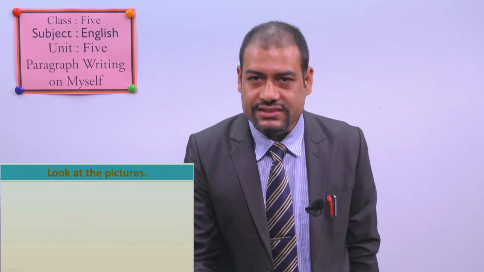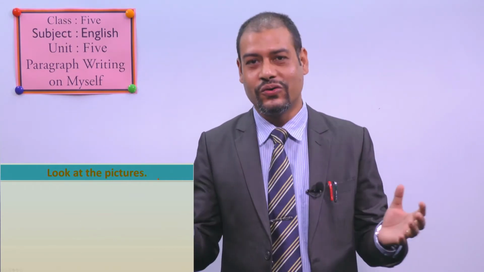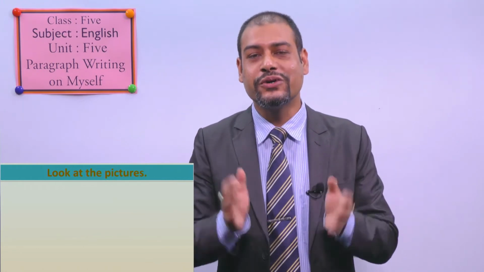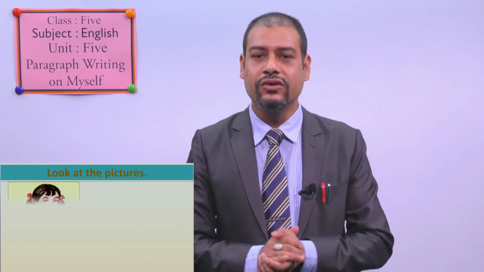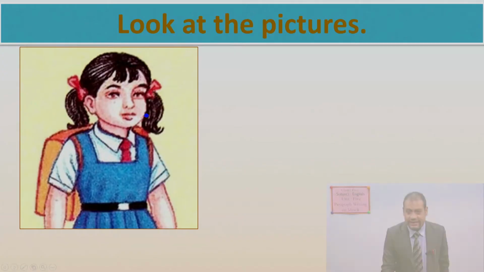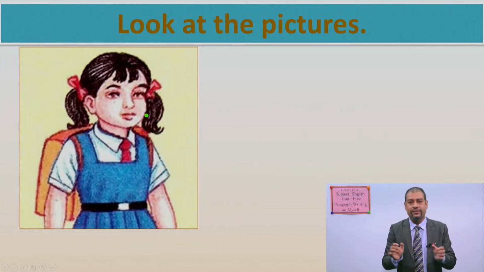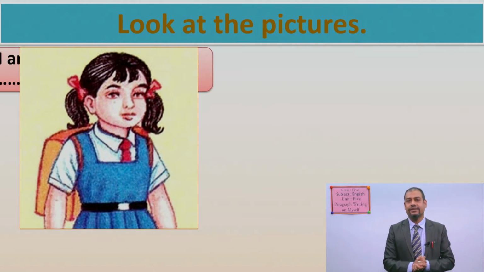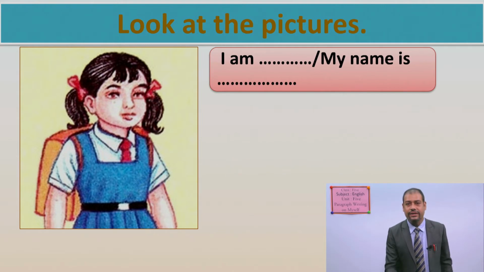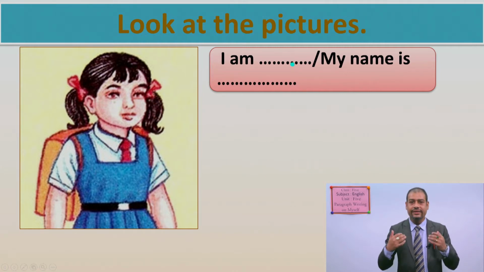Look at the pictures. Have you seen the pictures? No. Now I am going to show you the pictures. Please have a look. See, what do you see there? Yes, a picture of a girl. She is a student, okay? Now you can read. Please read with me, okay? I am... My name is. It means this girl is saying her name. Or you can say this girl is writing her name.